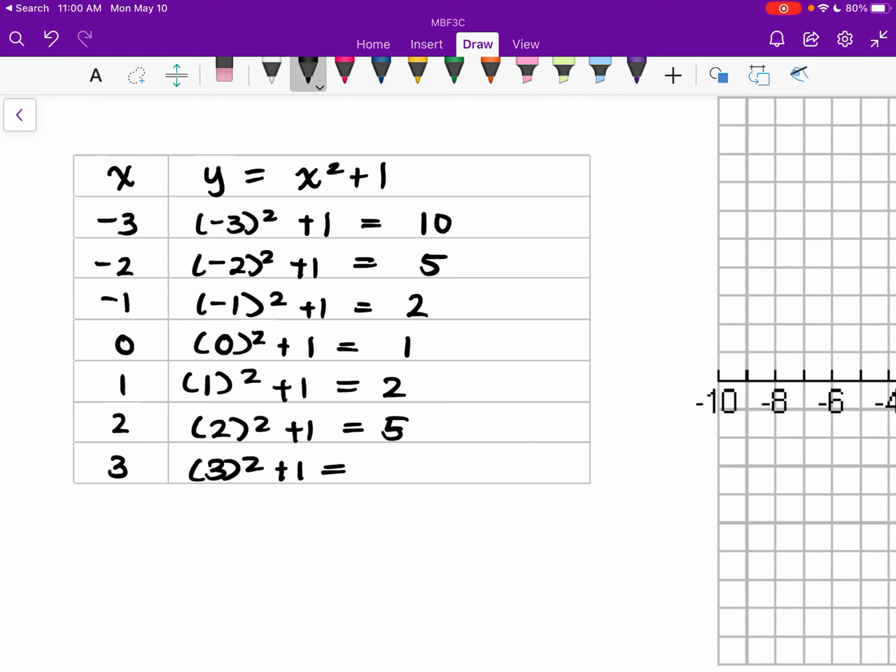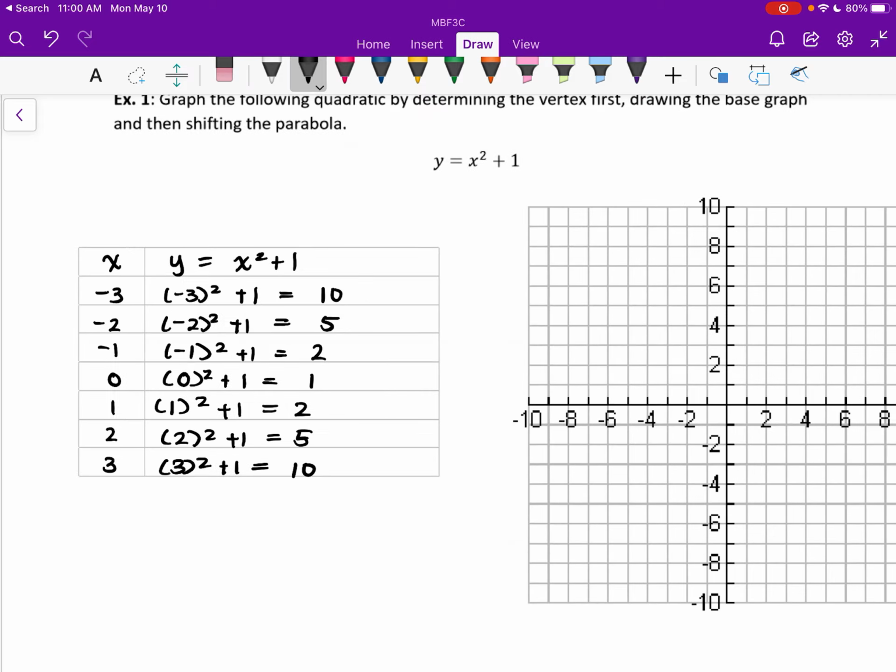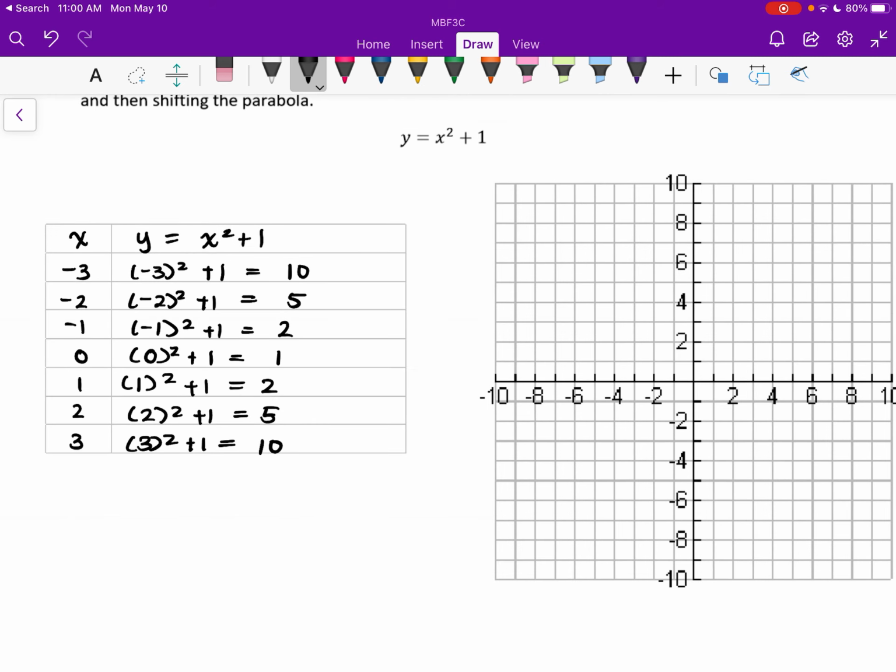I'm just doing the math. Okay. 9 plus 1 is 10. Okay, and I'm just going to go plot that point. So I'm going to say, okay, at -3, I'm going to go up to 10. At -2, I'm going to go up to 5, which is right here. And then at -1, it's at 2. So right here, 0 is going to be at 1. I'm just going to go in and put the points that I have.